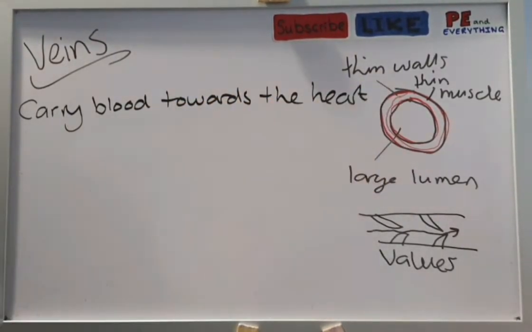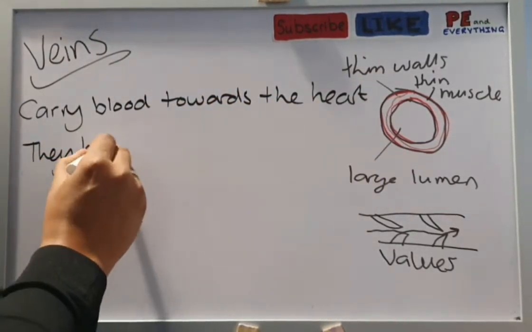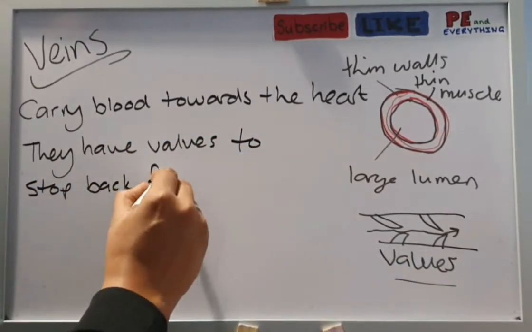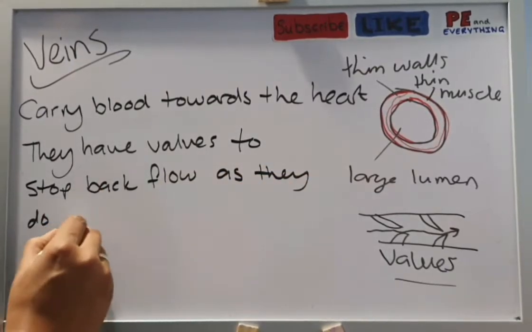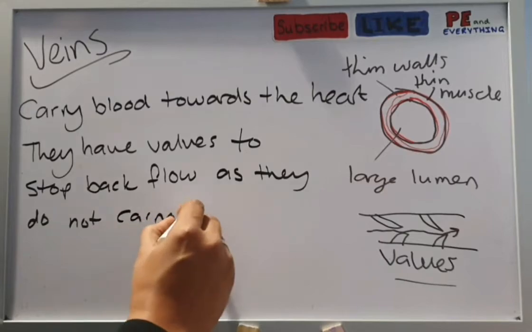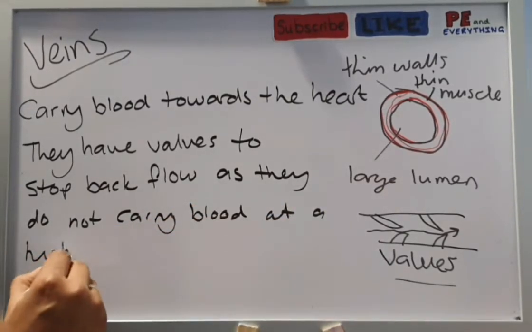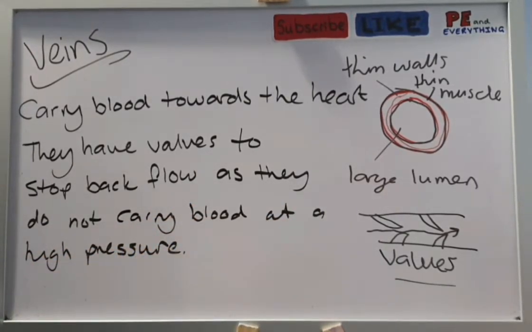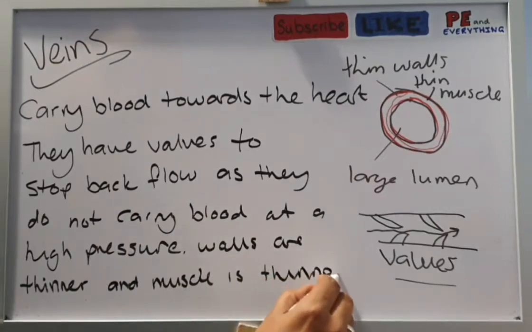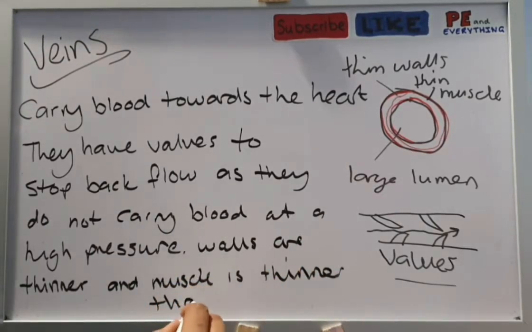Let's get into it. Veins carry blood towards the heart. They have valves to stop blood flowing the wrong way, which we've already talked about. All veins carry deoxygenated blood except for the pulmonary vein. They carry blood at a low pressure, so they have thinner walls and less muscle than arteries.